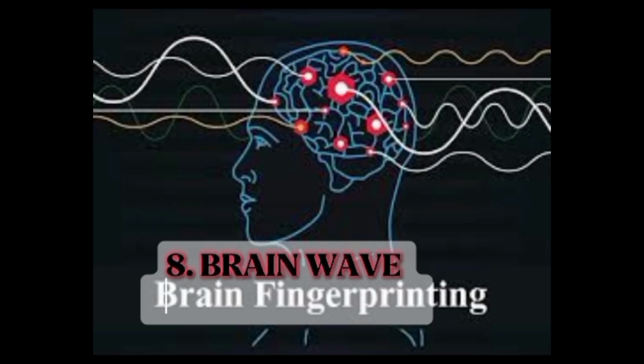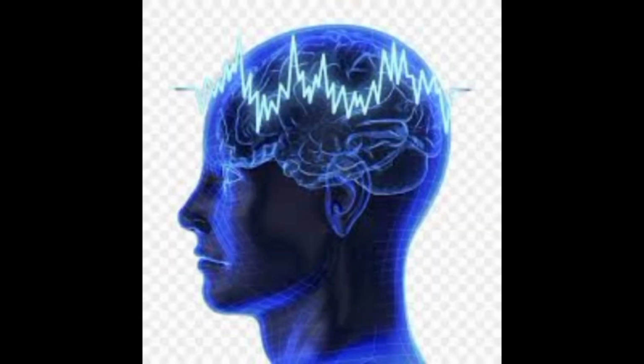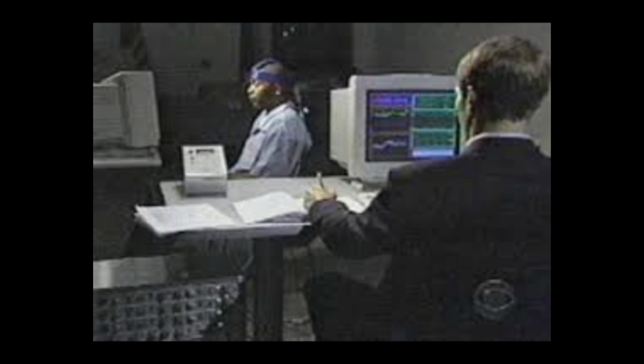8. Brainwave fingerprinting. It is a kind of technique which uses EEG that measures brainwaves to determine concealed information that is stored in the subject's brain, and also to detect and record the responses to words and pictures presented in front of the subject. 9.